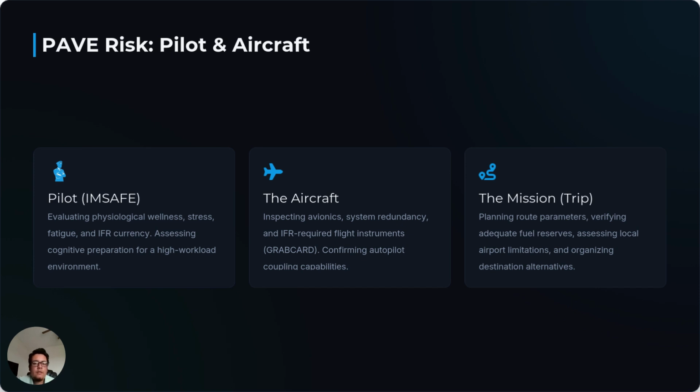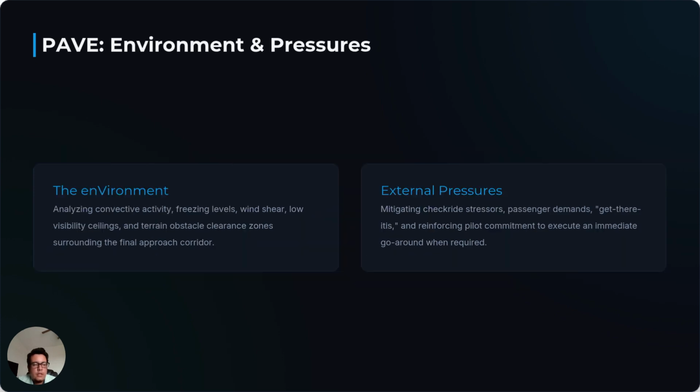When it comes to the aircraft, we're going to inspect the avionics, system redundancy, and that all the IFR required flight instruments are current as well. For example, the VOR check, that it has been calibrated within 30 days. When it comes to the mission trip, we're going to plan the route parameters, verifying that we have adequate fuel reserves. We're going to check the airport limitations and whether we need to file an alternate or not, and that is defined by the environment.